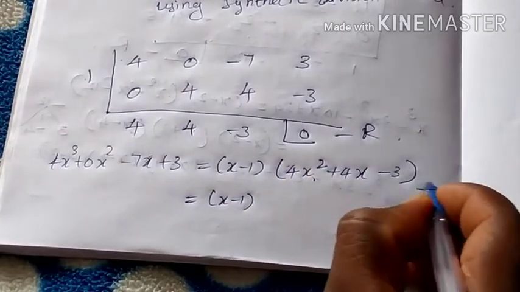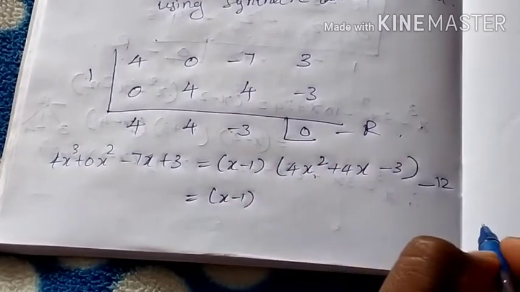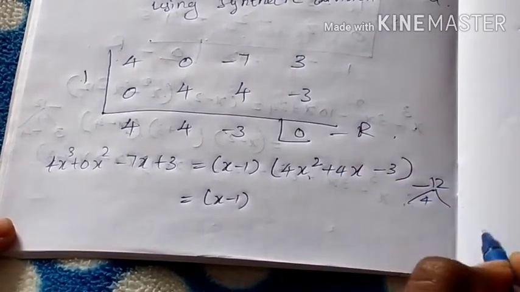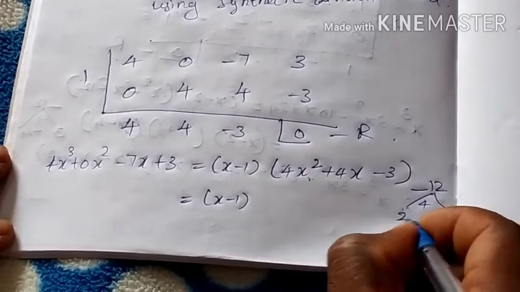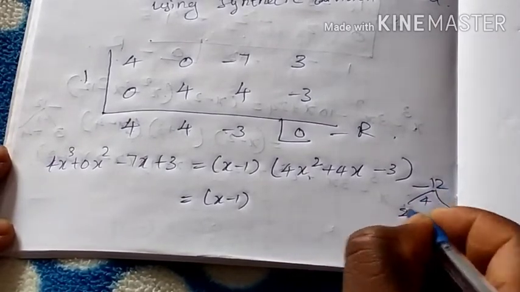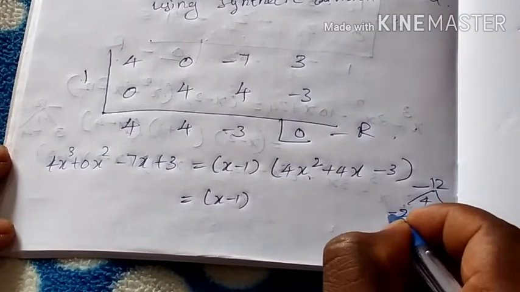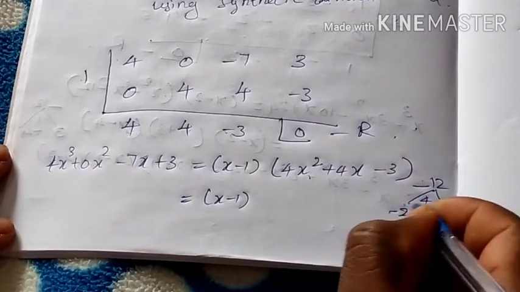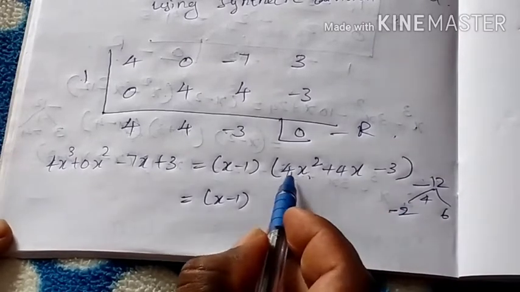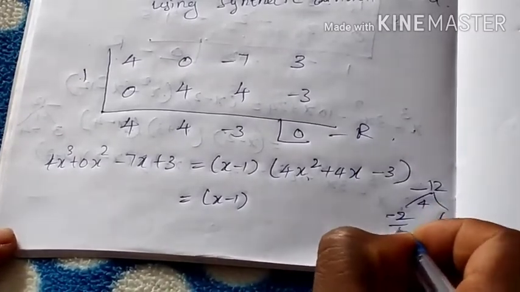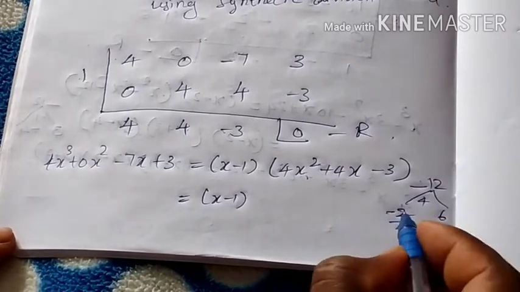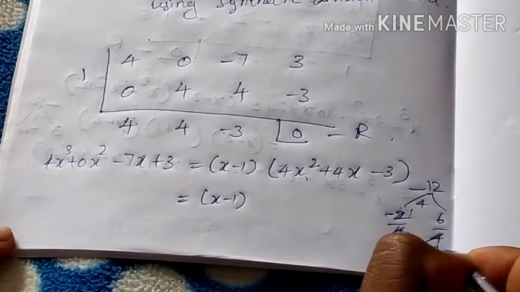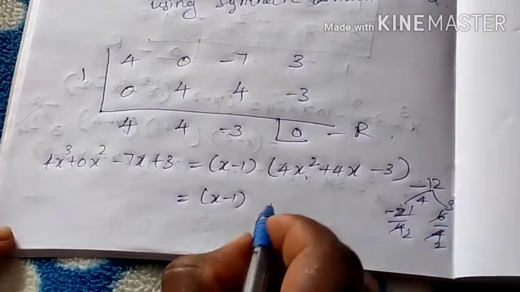Plus into minus, 4 threes are 12, and the middle value is 4. 2 sixes are 12, and also minus 2: plus into minus, 6 minus 2 is 4. Then the coefficient of x squared is 4, so divide by the coefficient of x square. 1 twos are 2, 2 twos are 4, and 3 twos are 6.